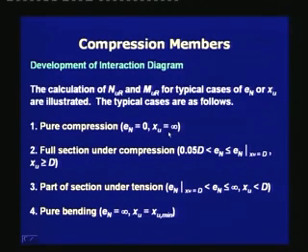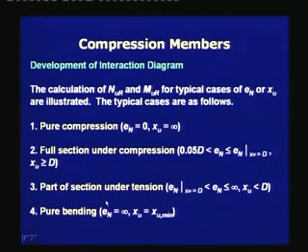The calculation of MUR and NUR for typical cases of En or Xu are illustrated. The typical cases are as follows. First, the case of pure compression, where En is equal to 0 and Xu is equal to infinite. Second, full section under compression, where En can vary between 0.05 d and less than En corresponding to Xu equal to d, and Xu is greater than or equal to d.